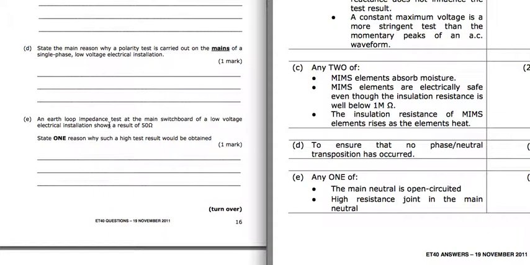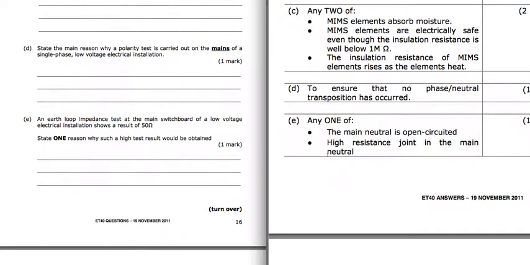An earth fault loop impedance test at the main switchboard shows the results of 50 ohms. State one reason why such a high test result would be obtained. So we've obviously got problems there because with that kind of resistance, if there's a fault, the current is going to be very, very small and the protective devices are not going to operate. So one of the main faults is that the main neutral is open circuited. And so this 50 ohms is the resistance through the earth. Or we could have a high resistance joint in the main neutral.